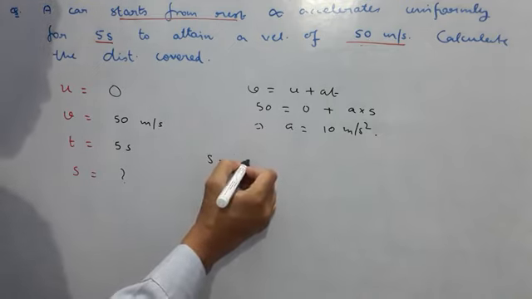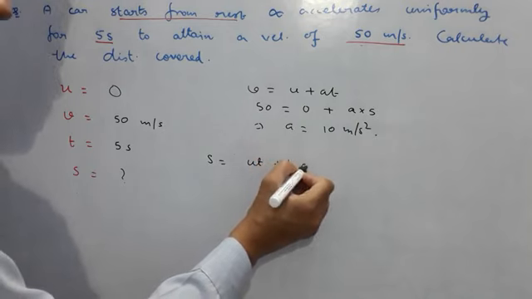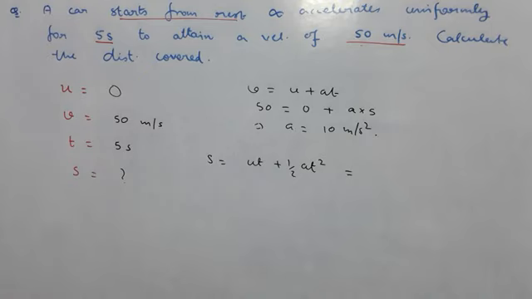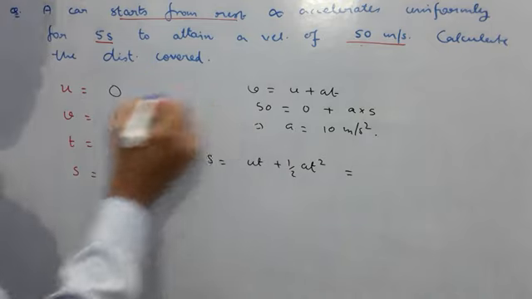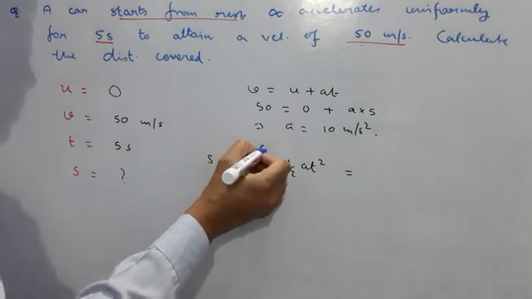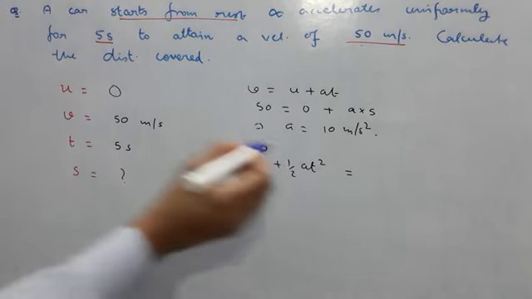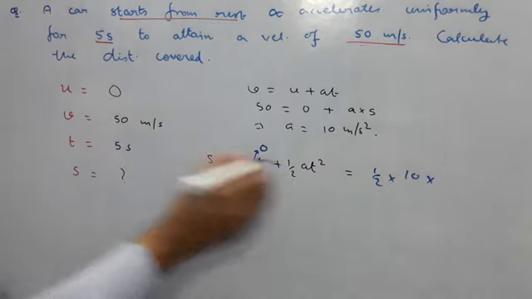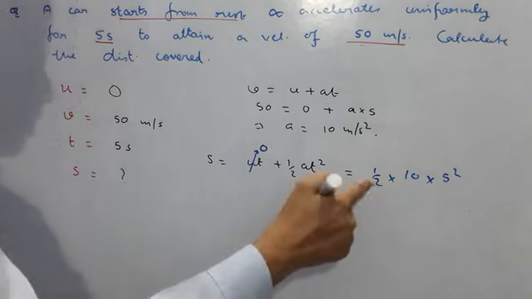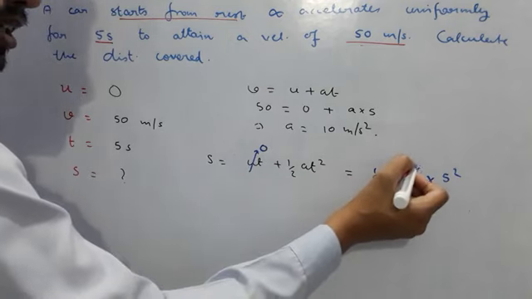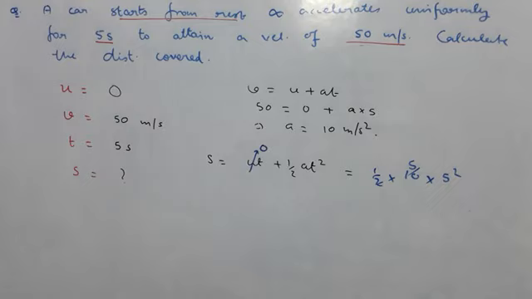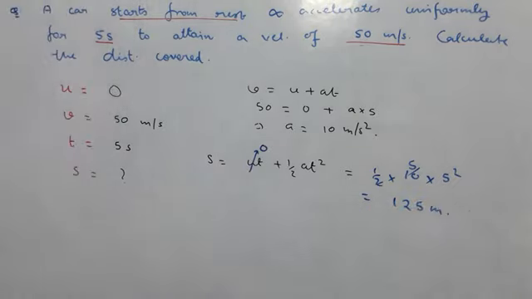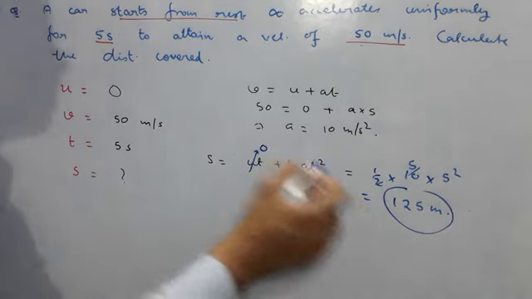Once we get the acceleration, we can easily calculate the displacement. So s is equal to ut plus half at square. So put the values of u, t and a. U is 0, so this will become 0. So we are left with half times a, a is 10, times t square. T square becomes 5 square. So 5 square is 25. Half of 10 is 5, 25 into 5 is 125 meters. So that is the answer to this particular question. So this is your method 1.